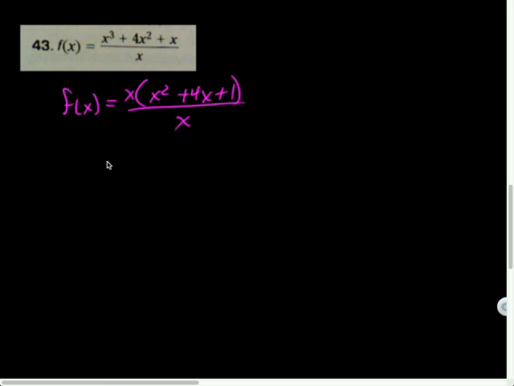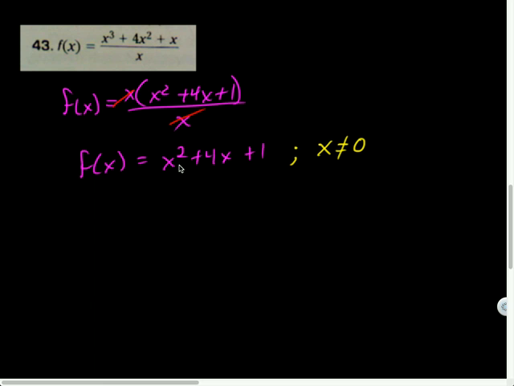But we're going to cancel this out, so I'll get f of x equals x squared plus 4x plus 1, right? I basically just write equals x squared plus 4x plus 1. However, there is still an additional fact about this that I should be aware of, which is x cannot equal 0, okay? So it looks exactly like this parabola, just with a hole in it, okay?